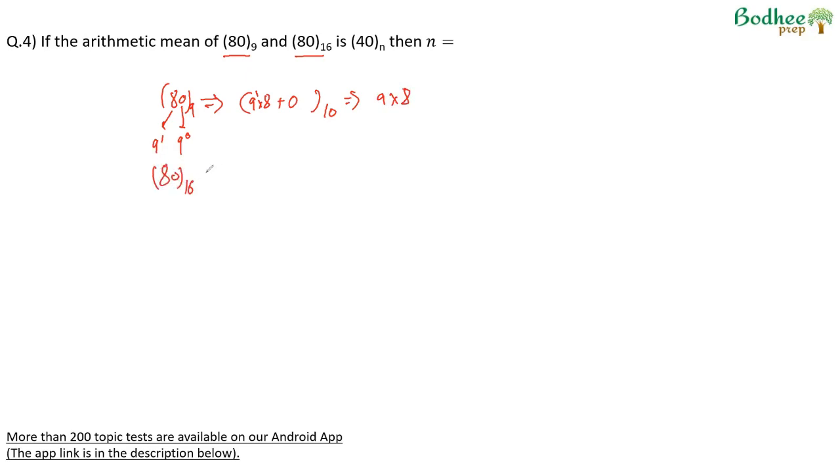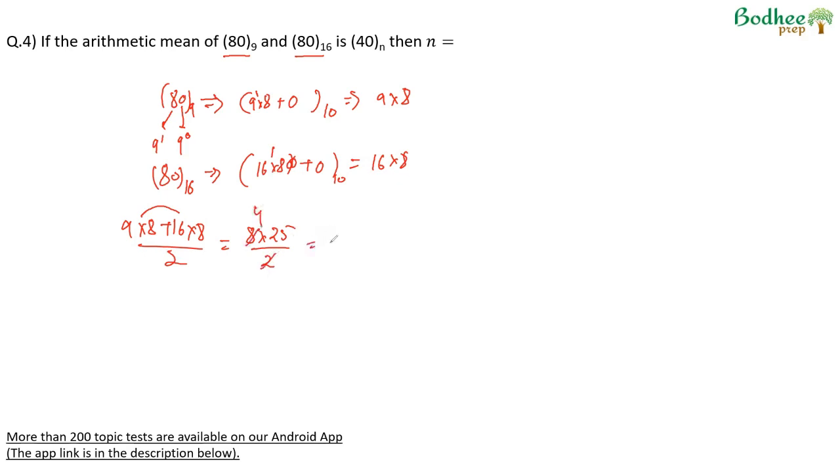80 in base 16 will have a place value of 0 into 16 raised to power 0 plus 16 raised to power 1 into 8. So this will become 16 into 8 in the decimal system. Now the mean of these two numbers will be (9 into 8 plus 16 into 8) by 2, which is nothing but 8 common into (9 plus 16), 25 by 2, which is 100. This is in the decimal system.